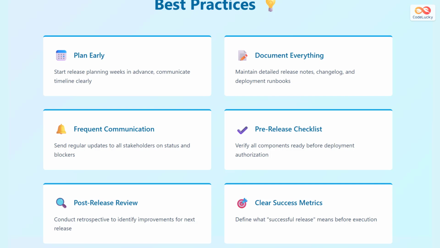Maintain frequent communication, sending regular status updates to all stakeholders about progress and any blockers. Use a pre-release checklist to verify all components are ready before authorizing deployment. Conduct post-release review after each release to identify what went well and what can improve. Define clear success metrics before execution so everyone knows what a successful release looks like.